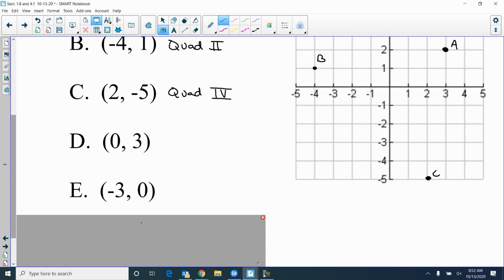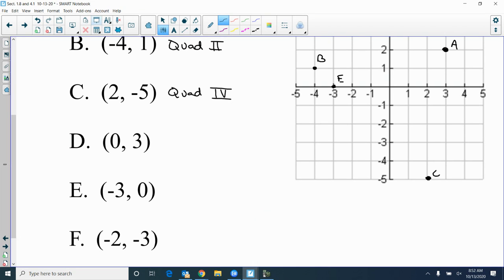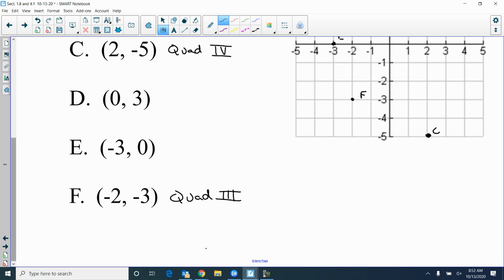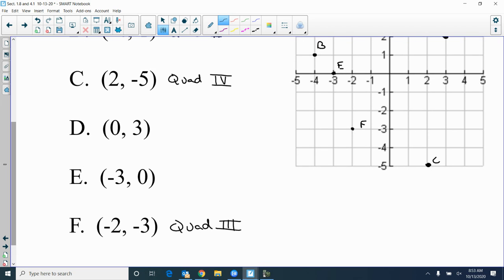I think you got E, right? Negative 3, 0. Well, what quadrant's that on? It's on an axis. It's on the x-axis. So E is right there. And I've got a bonus one for you because I don't think that one's on your paper. Where's negative 2, negative 3? Quadrant 3. So negative 2, negative 3. Put a little F, and then I'm going to put quadrant 3. If it's not on a quadrant, then there's no quadrant. Make sure you label A, B, C, D, E, F. They should all be labeled so that you can look back through that.